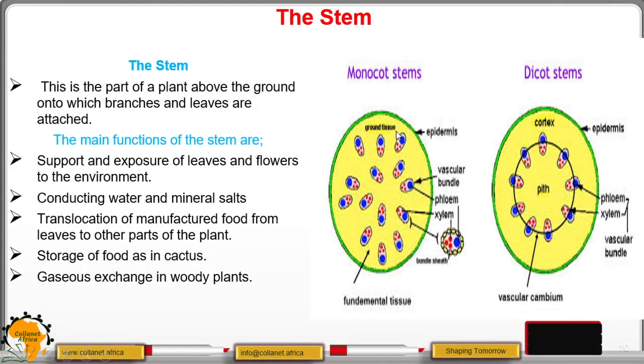So this is a monocot stem. The vascular bundle is distributed throughout the cortex space. That means there is no pith, and you can see the xylem is always at the front, and then behind it is the phloem. So this is the vascular bundle. For a dicot stem, you can see it has a pith, and the phloem and the xylem are arranged around a region called the cambium.